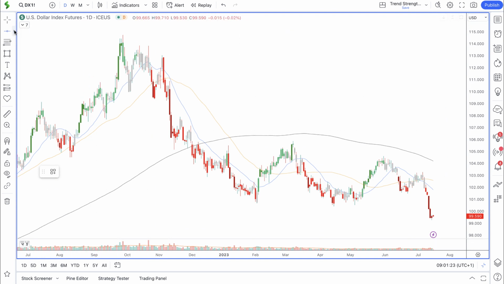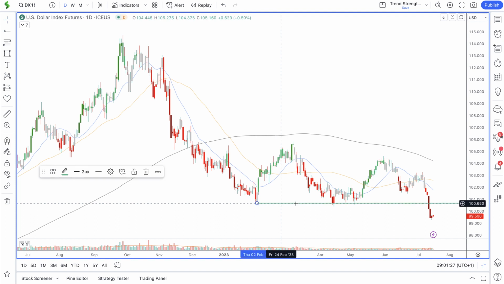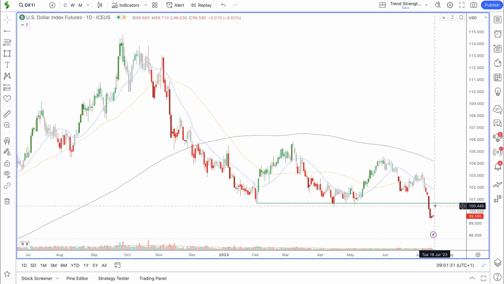Something else that could happen is price could come up to this previous support level. So this is support from February 2023. Price could come up to this level, find resistance. If it doesn't find resistance at $100, it may find resistance here and then continue to decline. So we'll have to, again, wait and see how this plays out.